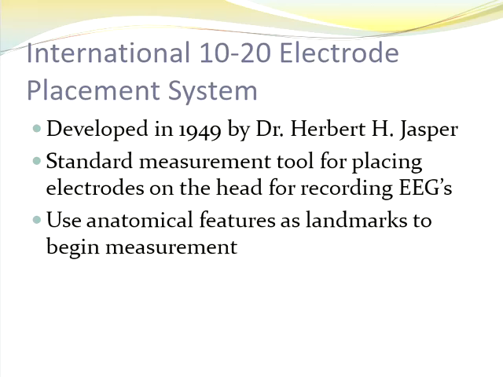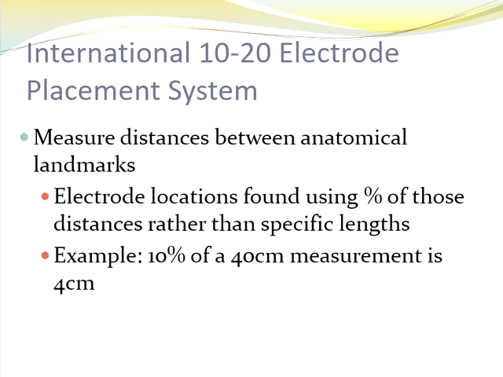We use anatomical features to be able to find where we're applying the electrodes. Four anatomical features are the kind of cornerstone for how we start to apply the electrodes. We measure distances between these anatomical features or anatomical landmarks, and then utilize those measurements, distance between one anatomical landmark to the next, and break up that measurement into percentages. 10%, 20% are the most common, which is why it's called the 10-20 system.